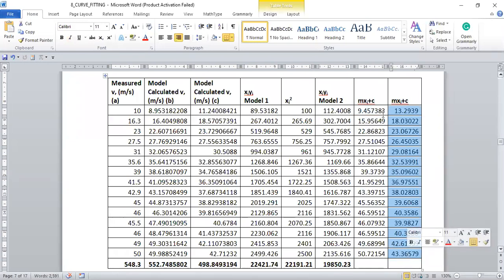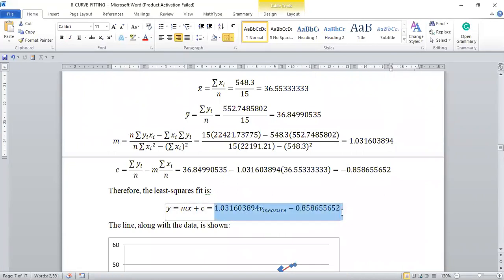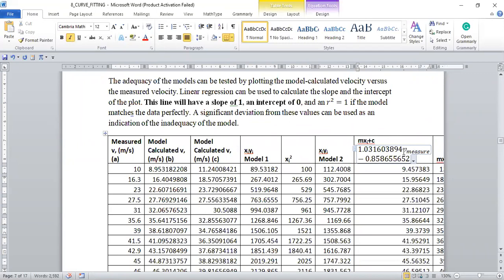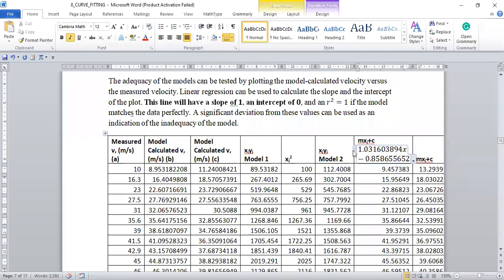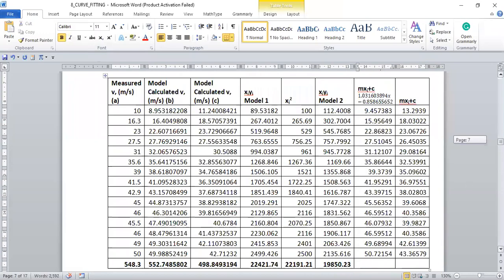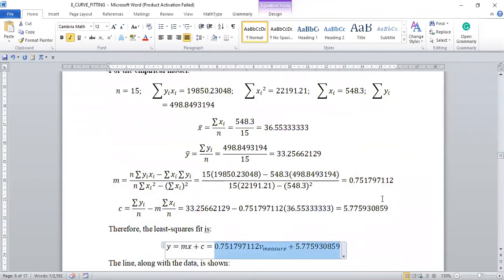So we've gotten the straight line for the first model. Let me just put it here. So we got, let me just make this one x minus, let me reduce the font size to 8. For the first model, we arrived at this particular line. And for the second model, we arrived at this particular line.